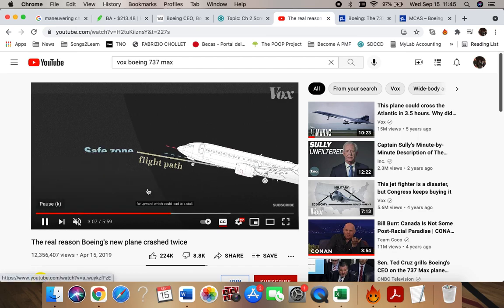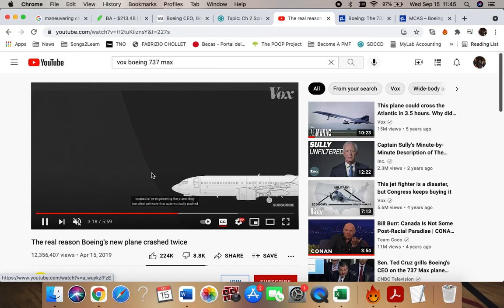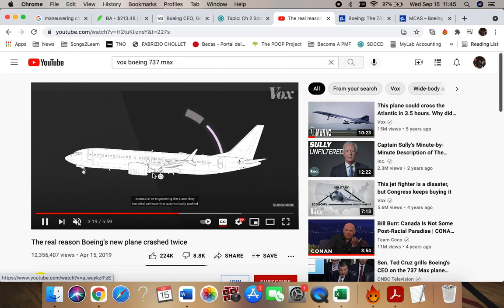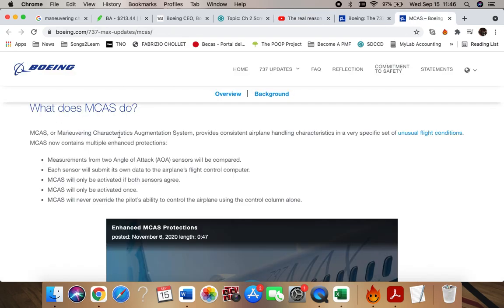So in this video, as you can see, it shows what was happening. Since the engines were too big and too heavy, it was causing the plane to not be stable and to fly too high, into high zones. The airplane, as I said, was the same airplane, but with a bigger engine. So Boeing developed the MCAS. What does it do? It provides consistent airplane handling characteristics in a very specific set of unusual flight conditions.